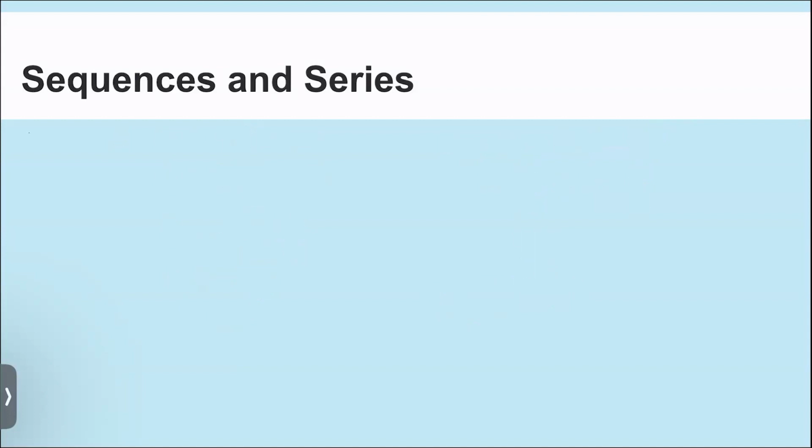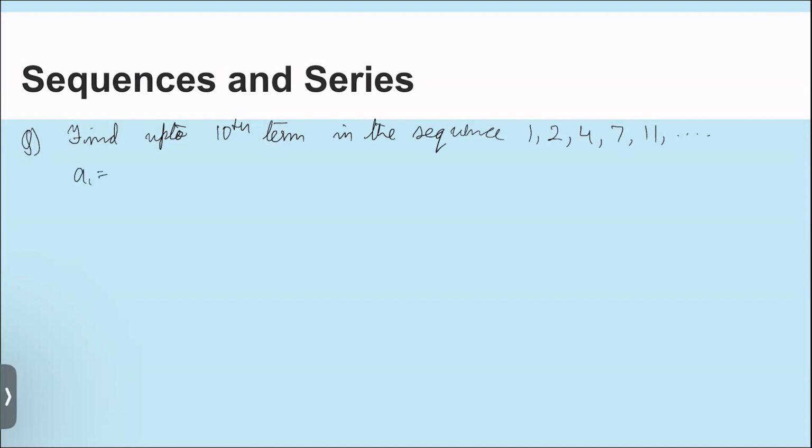Okay, so suppose we are given the 10th term in the sequence 1, 2, 4, 7, 11. Okay, so over here you can see your A1 is equal to 1, A2 is equal to 2, A3 is equal to 4, A4 is equal to 7, and A5 is equal to 11.